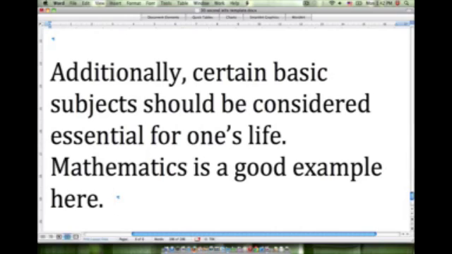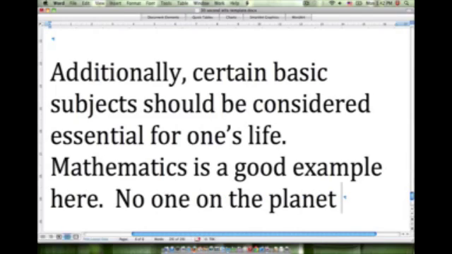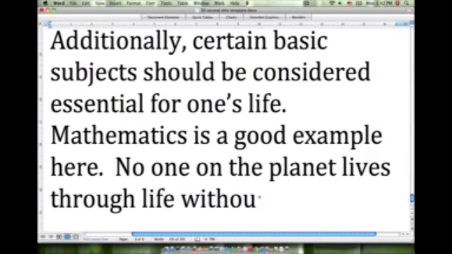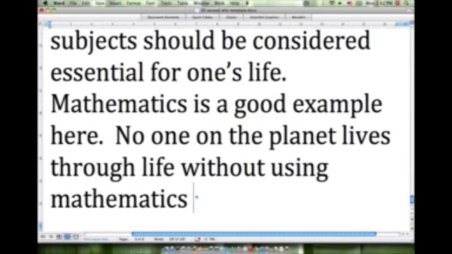Okay, this paragraph is going to be quite easy to write. I think everybody would agree that mathematics is something that no one, no matter your background or situation in life, can live without. So let's just state that then very clearly. No one on the planet lives through life without using mathematics at one time or another.